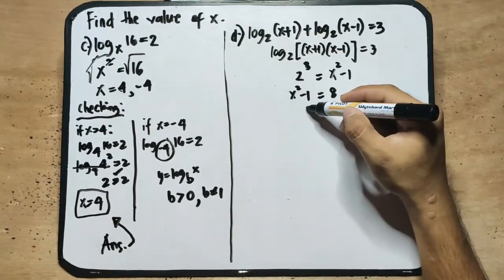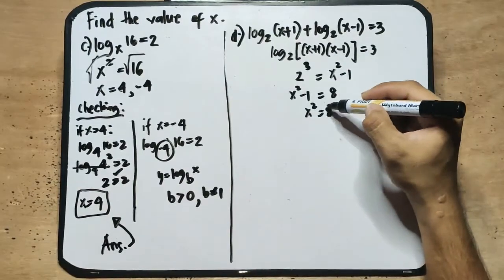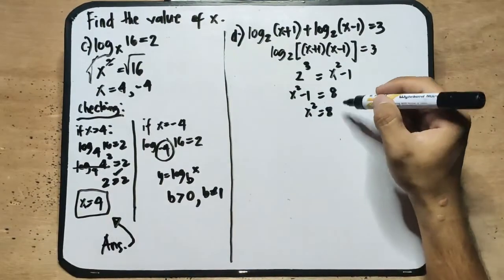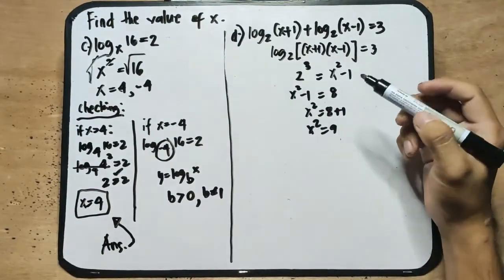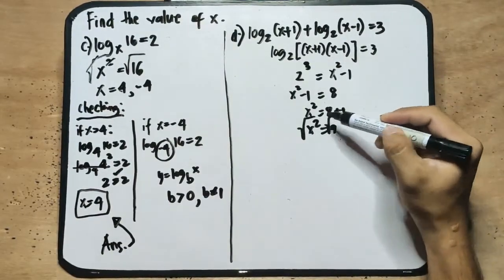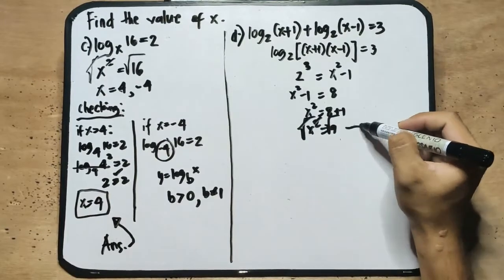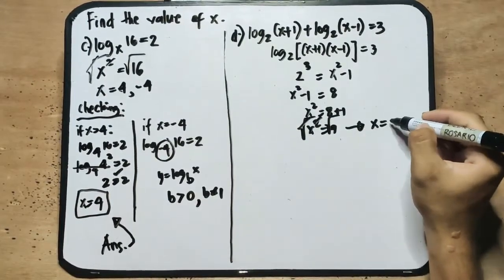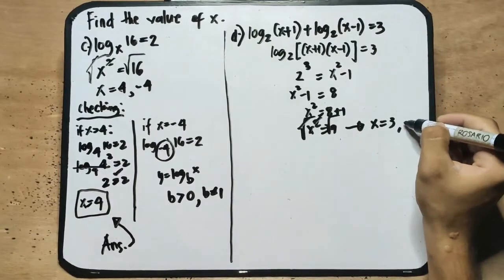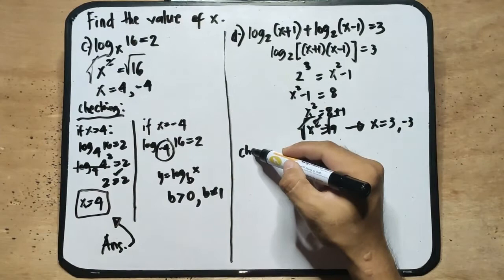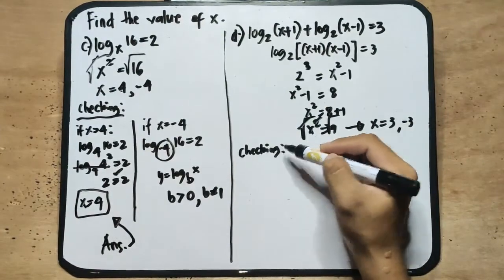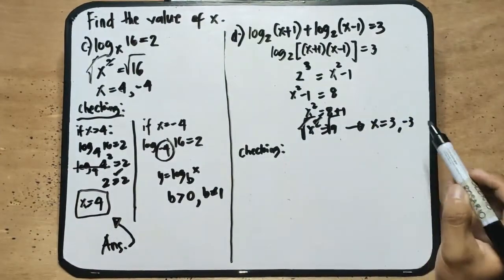So this will be x squared is equal to 8. We transpose negative 1 to the right, it will become positive 1. So we have x squared is equal to 9. So we extract square roots. So we have x is equal to square root of 9 can be positive 3 and negative 3. So we do checking kung tama ba yung, kung valid ba silang pareho.